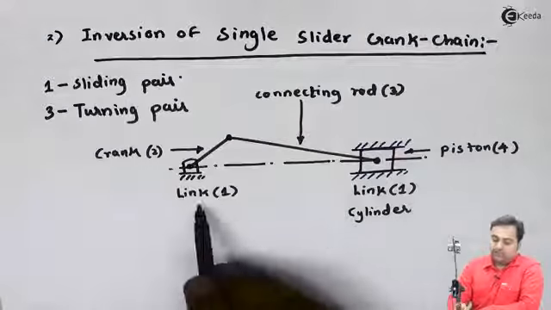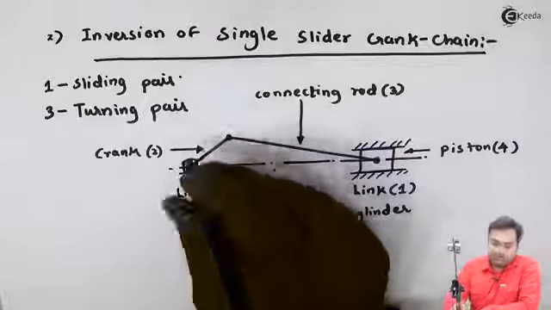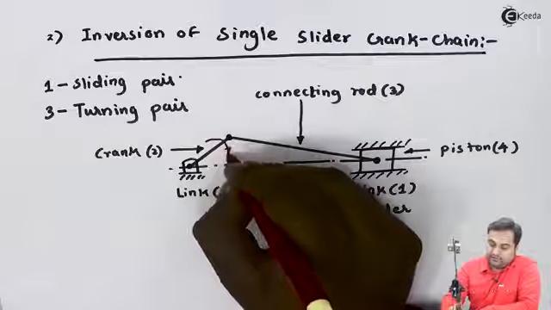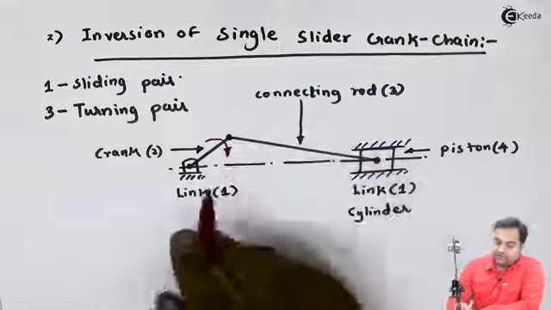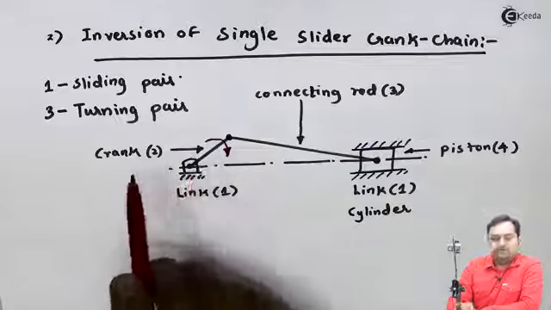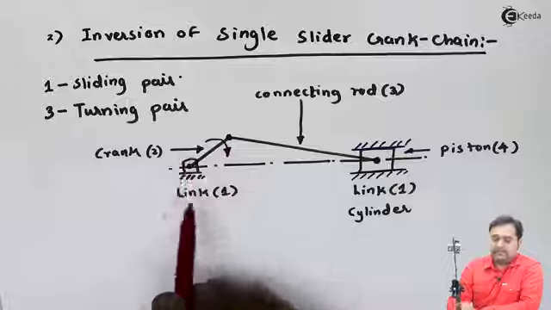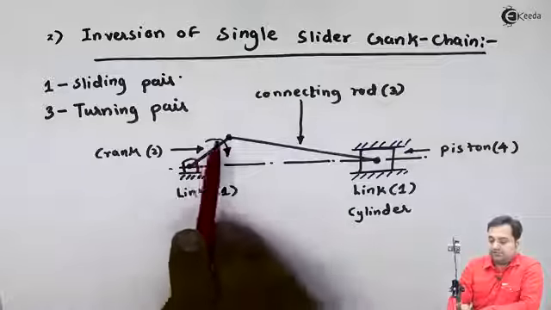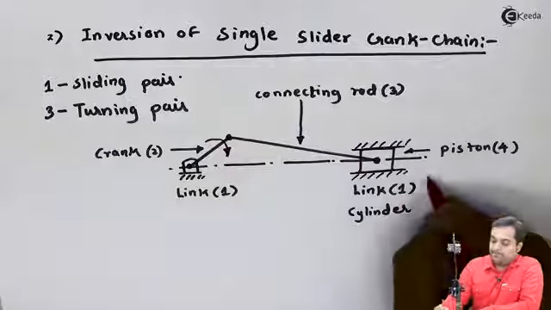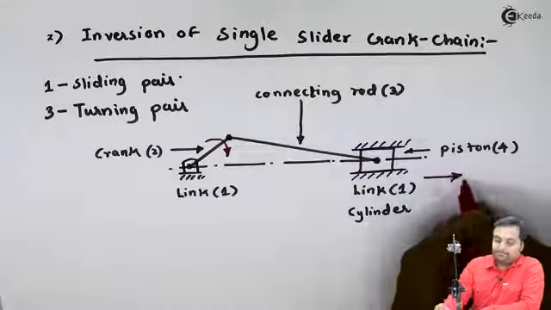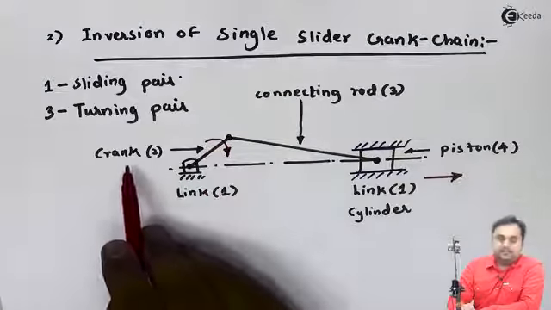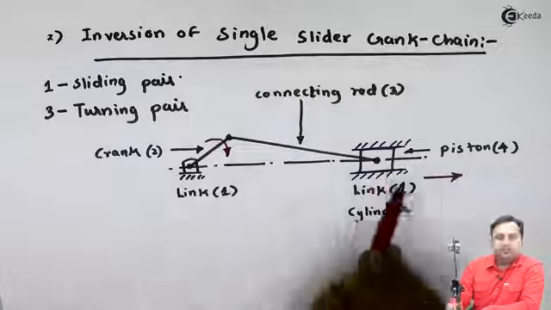So now when we are fixing one of the links and giving motion to the crank, because the crank is the member to which the motion is provided. Now when the crank is rotating, in the direction I have given here, it is clockwise. So when the crank rotates clockwise, the motion is transmitted through the connecting rod and the piston would be sliding forward. Next, when it is moving clockwise and it is going back, then in that case the piston will move backward.